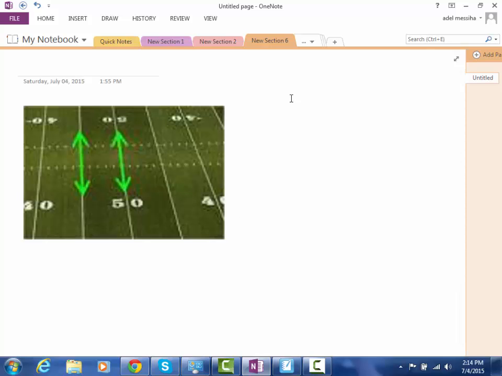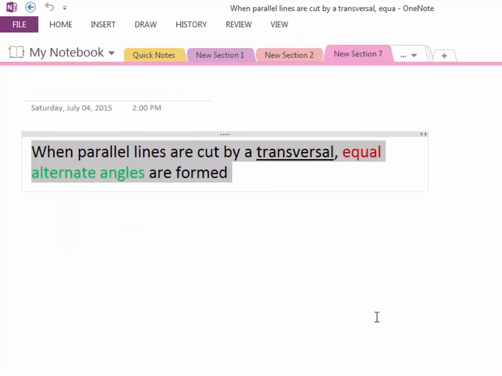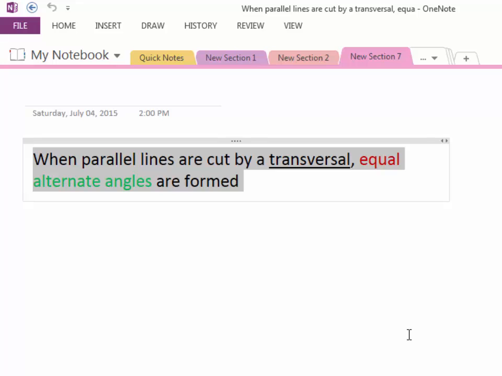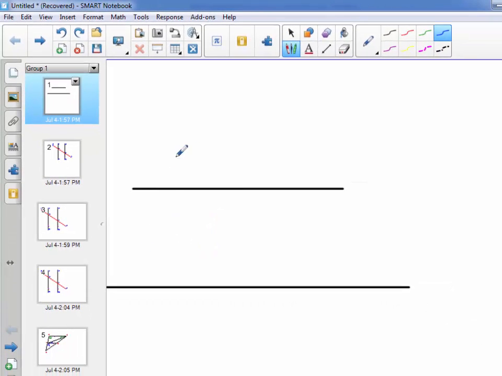So, after getting this information, let's talk about something more serious. When parallel lines are cut by a transversal, equal alternate angles are formed. Before we start this, we need to understand the meaning of a transversal line. So let's go to this picture and understand better what a transversal line means.